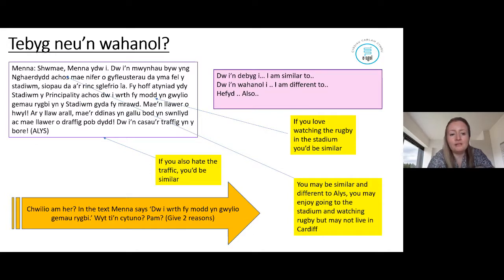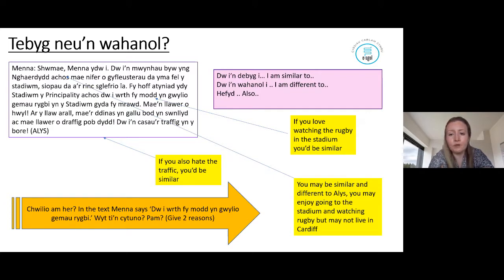She also says, dwi'n casau'r traffig yn y bore. I hate the traffic in the morning. Now, if you also hate the traffic that you experience in the morning, you could say, dwi'n debyg, I am similar to, because I also hate the traffic. Now, Menna yn byw yng Nghaerdydd, she lives in Cardiff. So if you don't live in Cardiff, then you would be wahanol, different. Whereas if you did live in Cardiff, you could say, dwi'n debyg, I am similar because I also live in Cardiff.